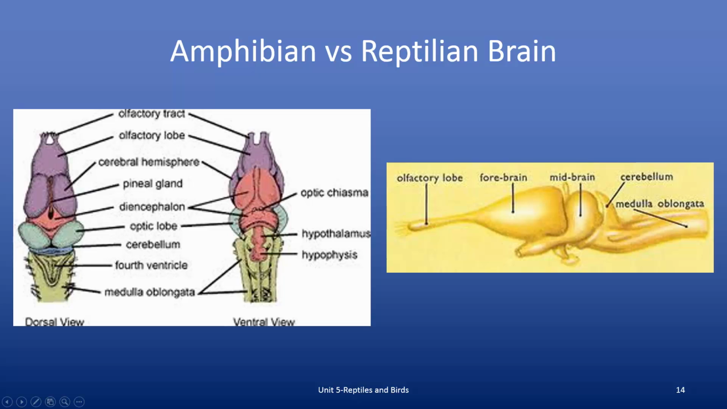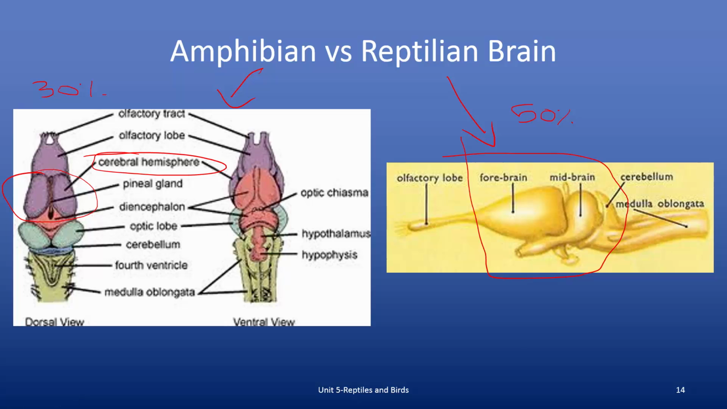Let me double check. We're going to compare and contrast the amphibian brain with the reptilian brain. Over here, we have our amphibian brain, and this is our reptilian brain. The big difference, and the thing I want you to pay the closest attention to, is the size of the cerebral hemisphere. In an amphibian, it's this portion here, and equals roughly 30% of the brain's size. In a reptile, we get the forebrain and the midbrain, so roughly 50% of the brain size is going to be the thinking portion of the brain.